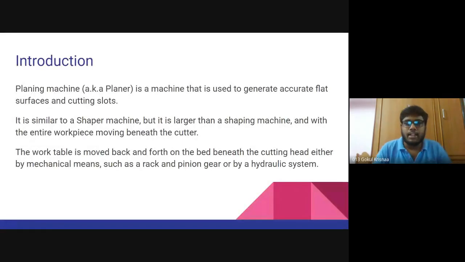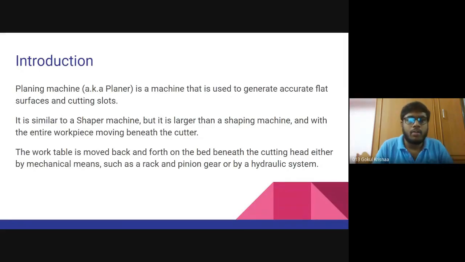A planning machine is actually a machine that is used to machine or generate accurate flat surfaces. It can also machine or fabricate cutting slots. This planing machine is also known as a planer. We have already seen what is a shaping machine. This planing machine is actually similar to a shaping machine.